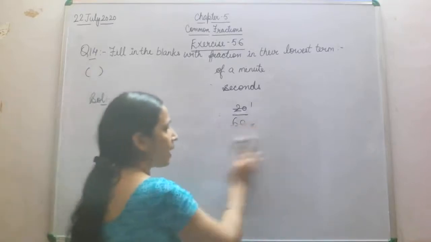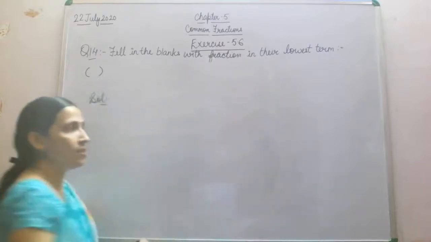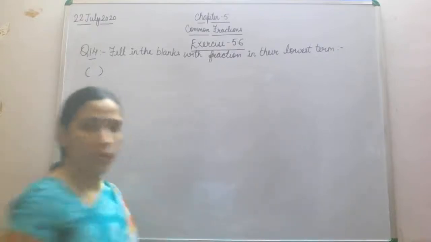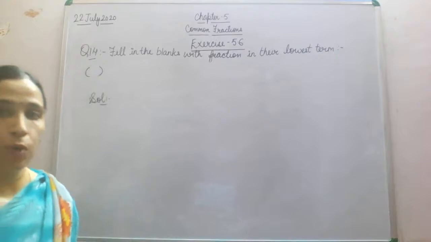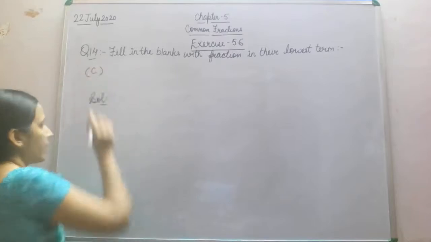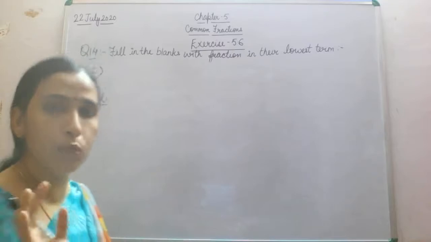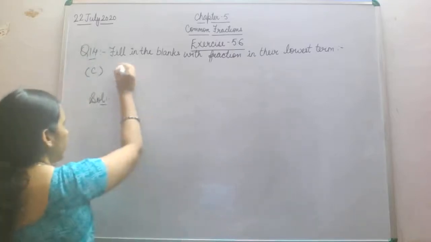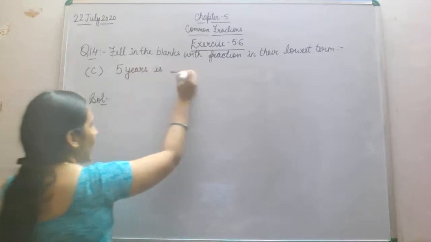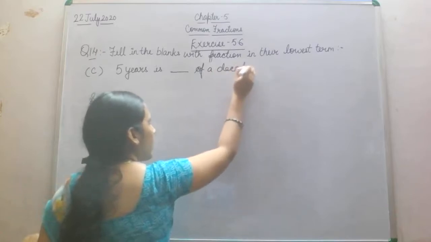Yesterday I took one example of that. To make a bridge, it took half of a decade. So out of that example only, we'll find it out. Now one decade consists of 10 years. First of all, I'll write the question and then we'll come to the solution. 5 years is dash of a decade.